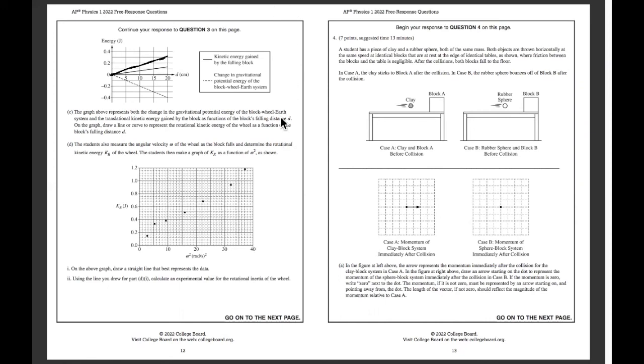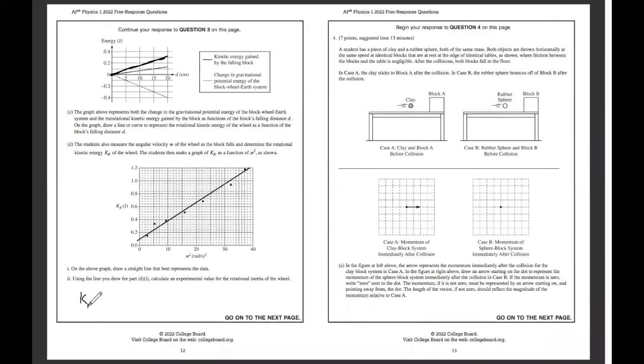All right. Finally, part D, kinetic energy as a function of omega squared, rotational velocity squared. And we are asked to draw a best fit line. So let's just go ahead and get our handy best fit line drawing thing right here. Wow, these data are very spread out, but that's looking somewhat decent. All right, using the line, calculate an experimental value for rotational inertia.